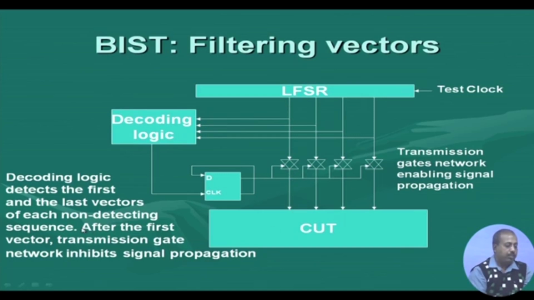So, after the first vector, the transmission gate inhibits the signal propagation, and then after the last pattern, again this will be restored. In this way, by using this BIST filtering technique, we can reduce the power consumption in the BIST session.